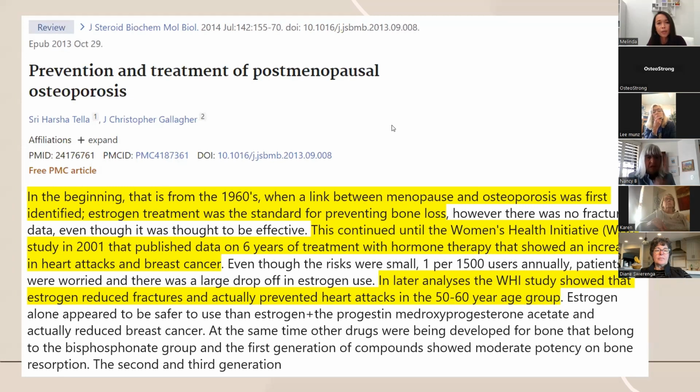2014 Journal Steroid Biochemistry and Molecular Biology, Prevention and Treatment of Postmenopausal Osteoporosis. In the beginning, that is from the 1960s, when a link between menopause and osteoporosis was first identified, estrogen treatment was the standard for preventing bone loss. This continued until the Women's Health Initiative study in 2001 that published data on 6 years of treatment with hormone therapy that showed an increase in heart attacks and breast cancer. In later analyses, the Women's Health Initiative study showed that estrogen reduced fractures and actually prevented heart attacks in the 50 to 60-year-old age group.